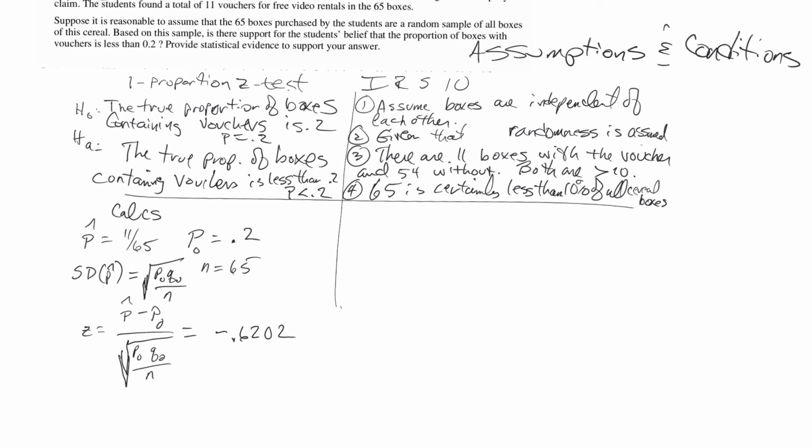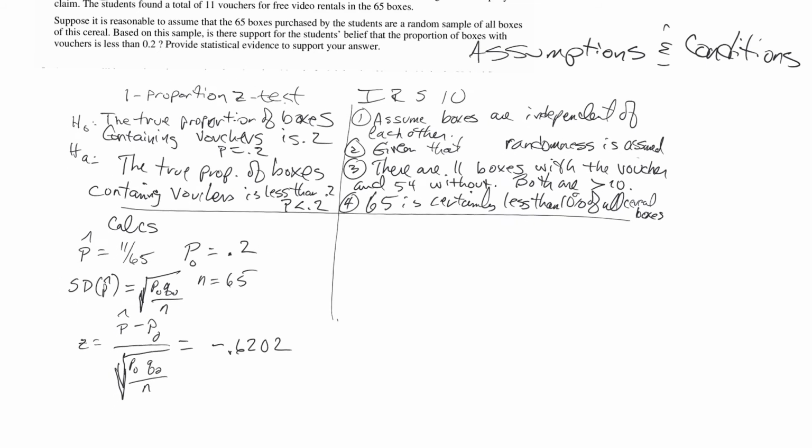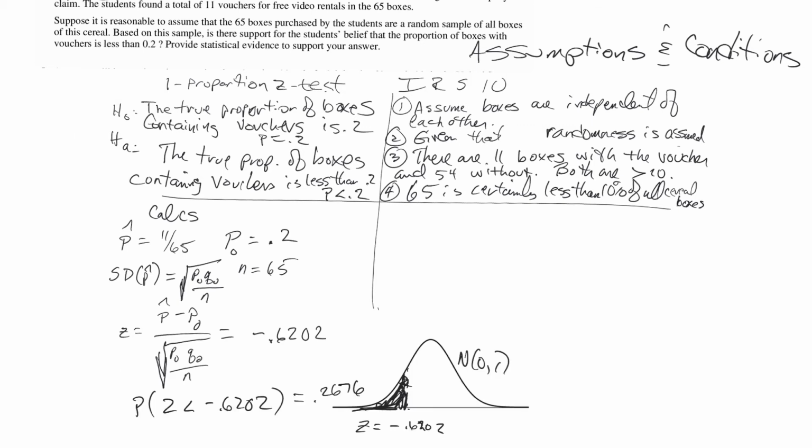Remember, we're using the sampling distribution based on the null. When we calculate a p-value, we are assuming that our null hypothesis is true, so we need to use this standard deviation for p hat, p naught q naught over n. Given that I've shown all these values, I think this is good enough. Now we want to calculate the probability that Z is less than negative 0.6202, which is equal to 0.2676.